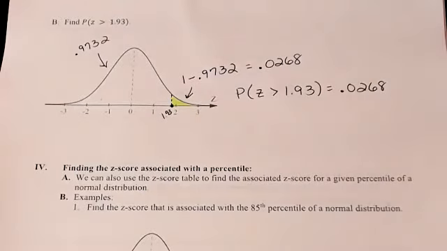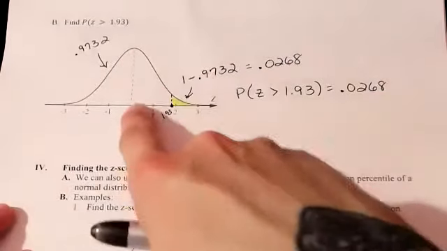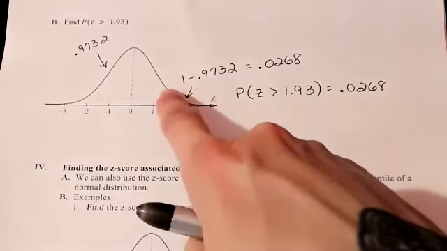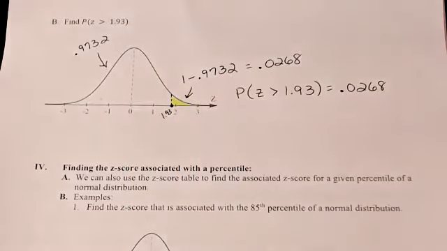The shortcut that I provided is not necessary for you to use. So if that concept's just a little weird, I wouldn't even worry about that. I would focus on finding the area to the left using my table, and then to find the area to the right, simply do 1 minus that value. Okay.